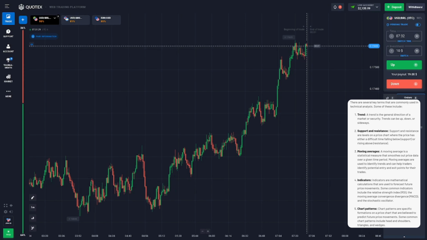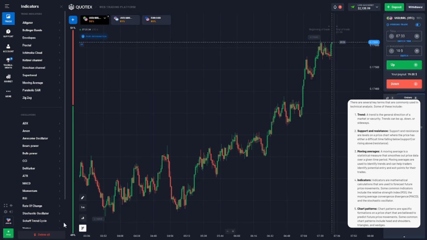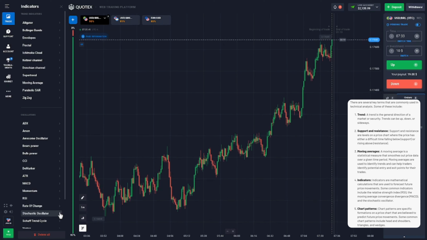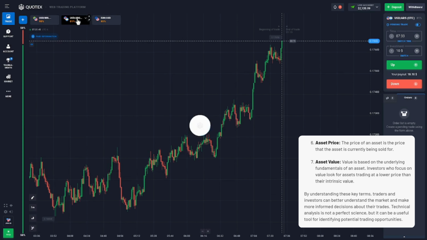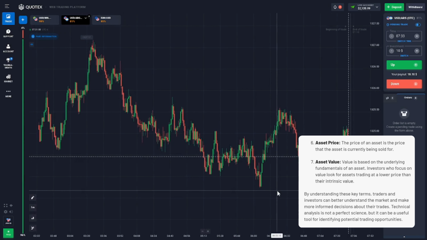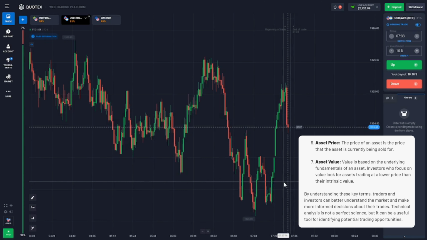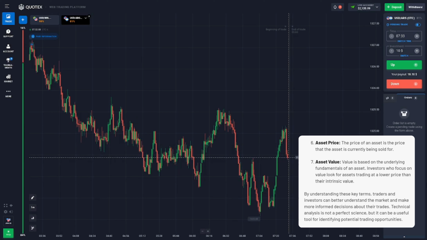5. Chart patterns. Chart patterns are specific formations on a price chart that are believed to predict future price movements. Some common chart patterns include head and shoulders, triangles, and wedges. 6. Asset price. The price of an asset is the price that the asset is currently being sold for. 7. Asset value. Value is based on the underlying fundamentals of an asset. Investors who focus on value look for assets trading at a lower price than their intrinsic value.